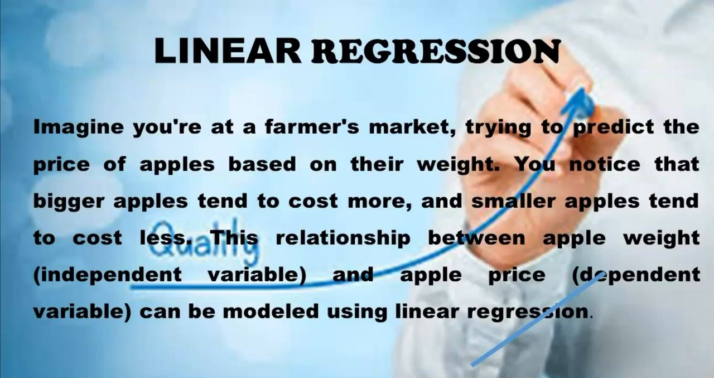Imagine you are at a farmer's market trying to predict the price of apples based on their weight. You notice that the bigger apple tends to cost more and the smaller apple tends to cost less. This relationship between apples' weight, which is the independent variable, and the apple price, the dependent variable, can be modeled using a linear regression.